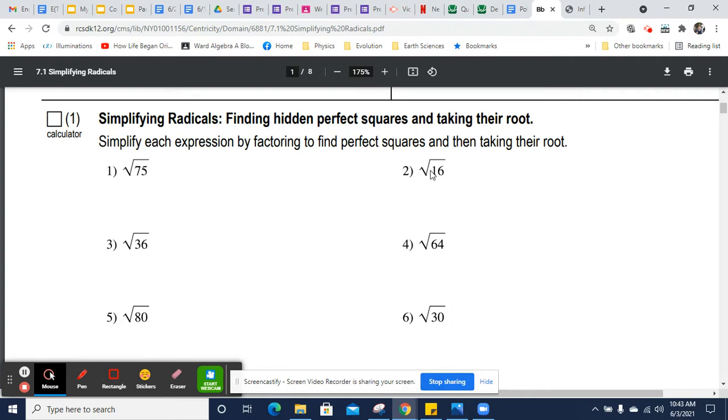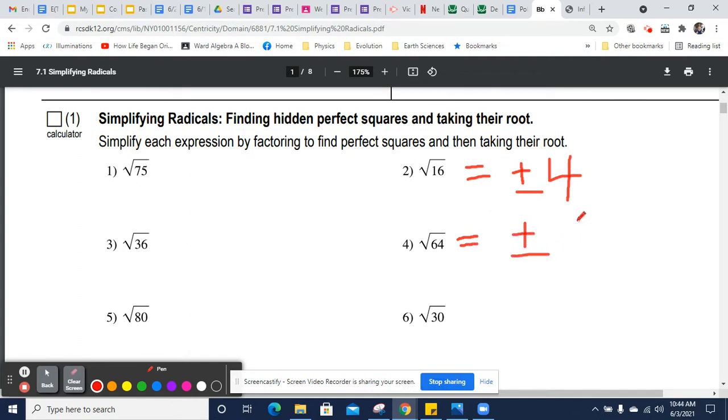Because 16 is 4 squared, I can simplify that as 4. So that's the square root of 16, but we will have a plus or minus version if we're getting the full solution. If you're just getting what's called the principal root, you'd only deal with the plus 4. Similar with 64, we're going to have the plus or minus square root of 64, which will be 8.